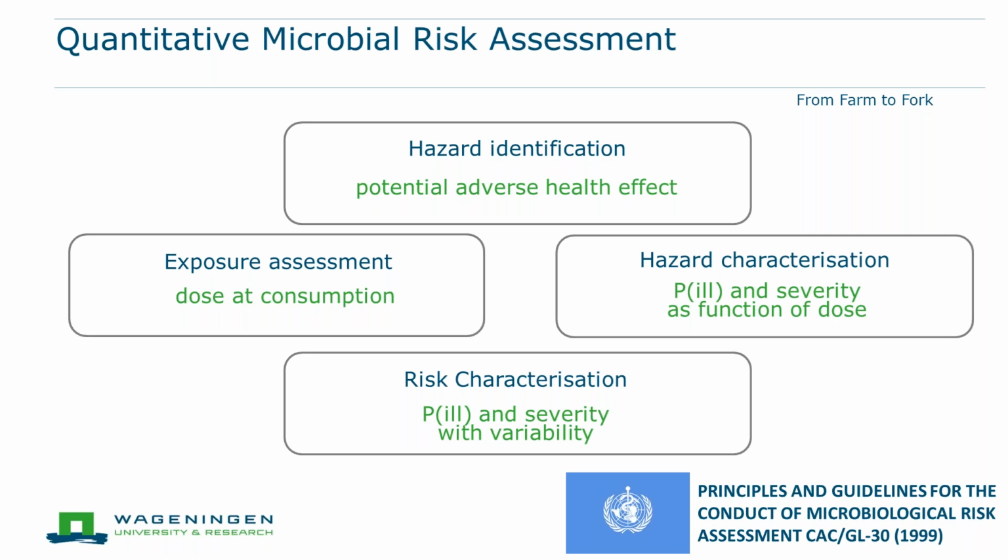And then the hazard characterization focuses on the evaluation of the chance to get sick and the severity as a function of the ingested dose. And then finally, the risk characterization integrates the information of the hazard characterization and the exposure assessment step. Because when a dose is known and also the dose-response correlation, then the chance to get ill and the severity can be estimated. And when a dose is estimated, including variability encountered in the chain, then also the chance to get sick can be expressed with its corresponding variability.